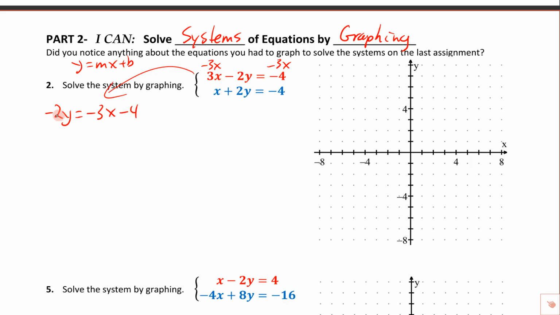I did. Okay, now I just need to get the y by itself, so I'm going to divide every term on both sides by negative 2. Remember, that's kind of that little shortcut we took to get to the right format. So y equals, this would be a negative divided by a negative, so this is 3 halves x. Negative divided by a negative is a positive, so that's going to be positive 2. And this right here is the equation we're going to graph.